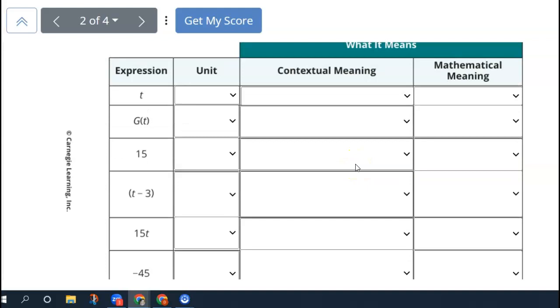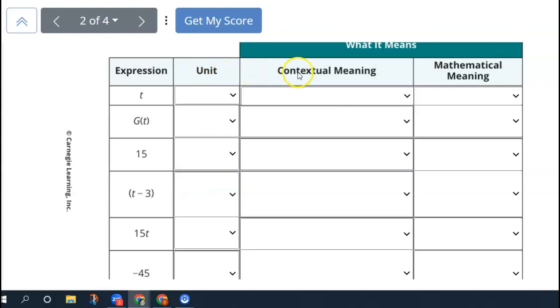So the first part is you look at each expression, each part, and decide, what does that mean in terms of units? So for this column, you're either going to be talking about money in dollars, or you're going to be talking about the number of shirts. So for each of these expressions, you decide, is it about shirts or dollars? What's the unit?